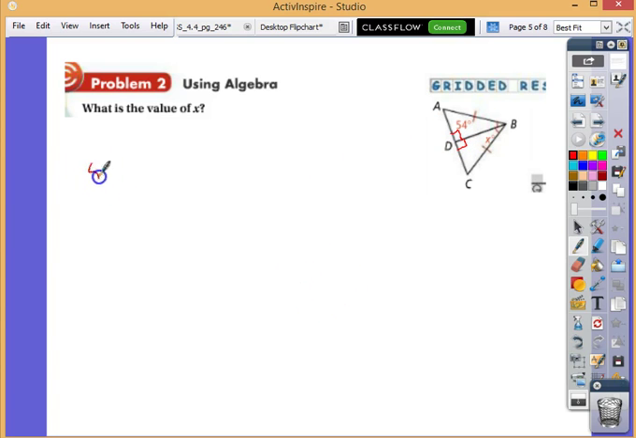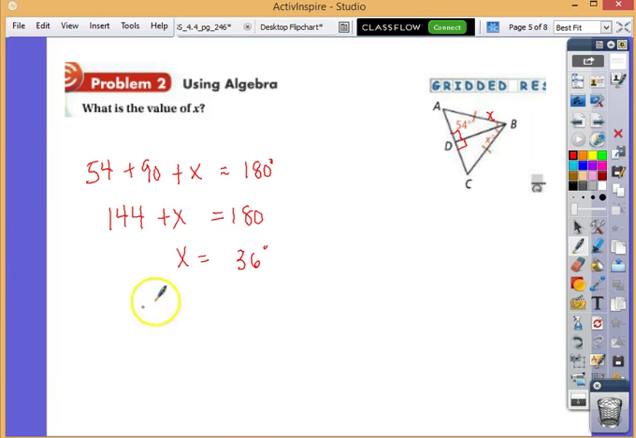So now I have 54 plus 90 plus x is equal to 180, because the sum of the interior angles of a triangle equals 180. I knew this was x because it was congruent with that one, and I knew that was 90 because this was the perpendicular bisector, and I knew this one was 54 because it told me, hey, I'm 54. So now I can combine like terms. When I combine like terms, that's 144 plus x equals 180. Then I'll subtract 144 from both sides, and I think that leaves me with 36. Everybody okay with that?